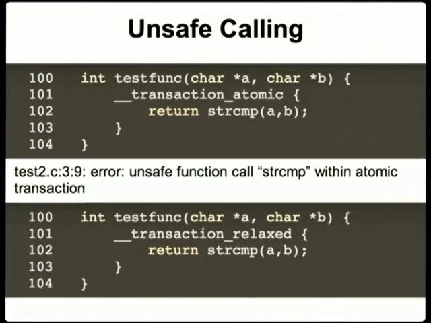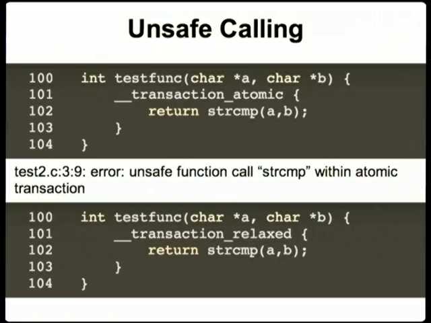So if I did something like this, string compare, turns out, is not the same as mem compare. If I do this, in my function I want to string compare A and B, the compiler is going to barf out and say I'm actually making an unsafe call. And this is where I would use something like transaction relaxed. It's up to you, the programmer, to figure out whether this is safe to not do transactionally in your code. Sometimes it is, sometimes it isn't, right?